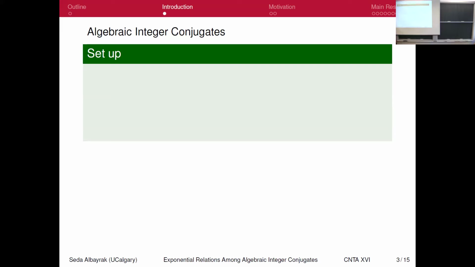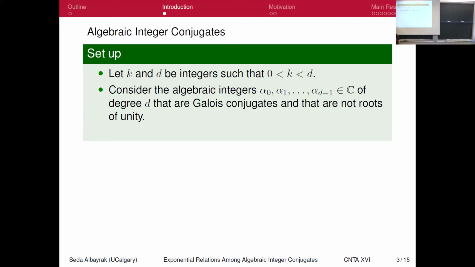Okay, so first, algebraic integer conjugates. Here is the setup. We have k and d, which are natural numbers. K is at least 1, and d is at least 2. And k is always strictly less than d for us. We have these algebraic integers, alpha 0, alpha 1 to alpha d minus 1 of degree d. These are the Galois conjugates that I'm going to be talking about throughout the talk. We also assume that they are not roots of unity.